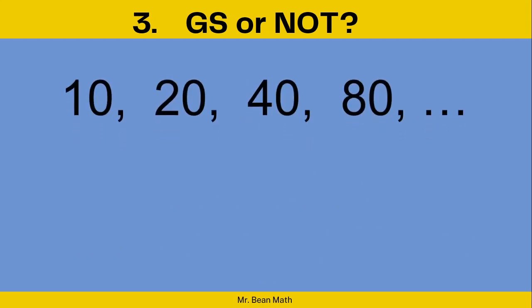For number 3, we have 10, 20, 40, 80, and so on. Is it GS or not? Let's find out. 20 divided by 10 is 2, 40 divided by 20 is 2, and 80 divided by 40 is also 2. So therefore, the answer is GS because it has a common ratio of 2.